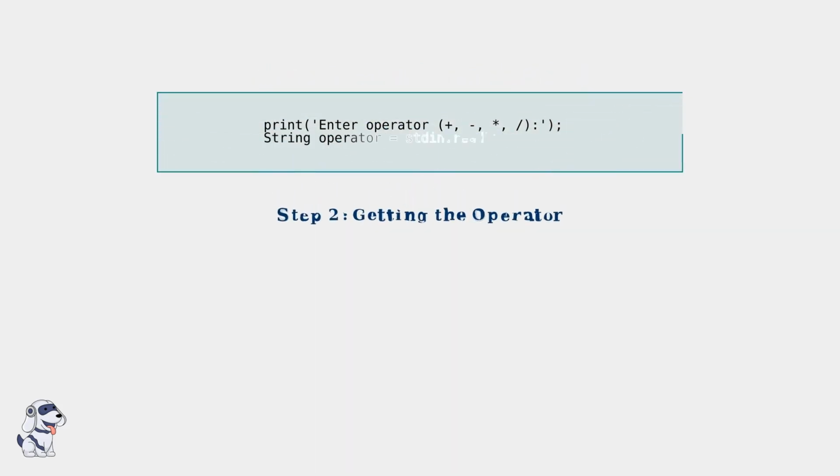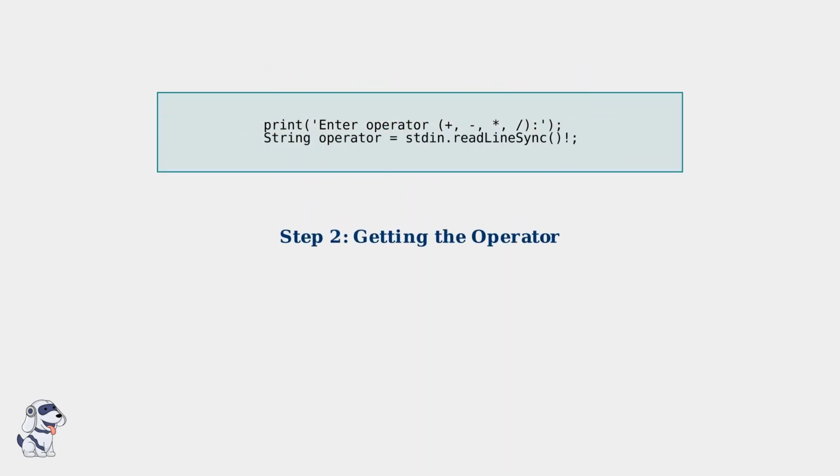Next, we ask the user to choose an operation. Since the operator is a symbol, we keep it as a string type. We don't need to parse it into a number. We'll use it directly in our logic. The user can choose from 4 basic arithmetic operations: addition, subtraction, multiplication, and division. Each operator will trigger different calculation logic later in our program.